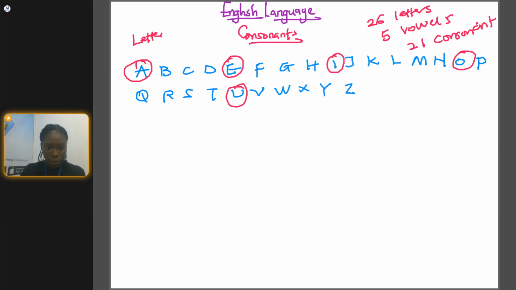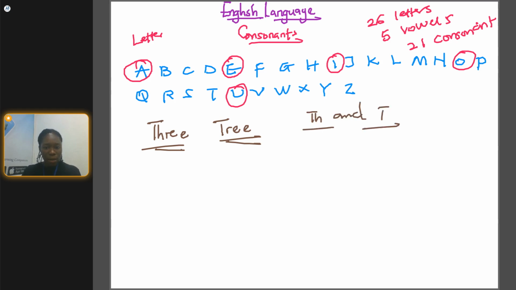For instance, we have the word three and we have the word tree. Now, in this part of the world, many people pronounce this word as this. So you hear something like one, two, three, okay? One, two, three. So now there's a difference between the TH sound and the T sound. There's a difference between the two of them.